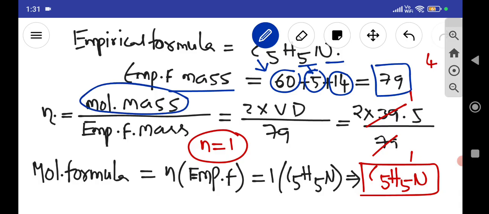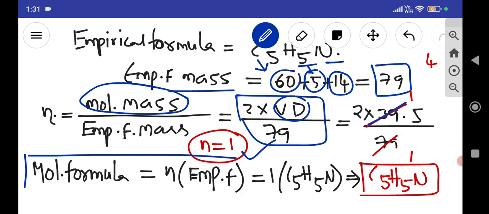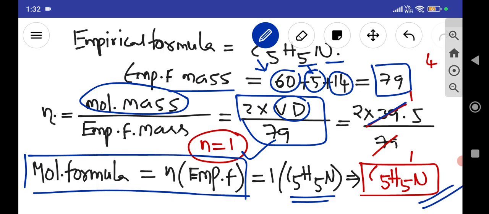Because molar mass is not given in the question, you have only vapor density, use this formula. Now we get 2 into 39.5, vapor density, by 79. So n value is equal to 1. And the last one, molecular formula is equal to n into empirical formula. Substitute and you will get the molecular formula.